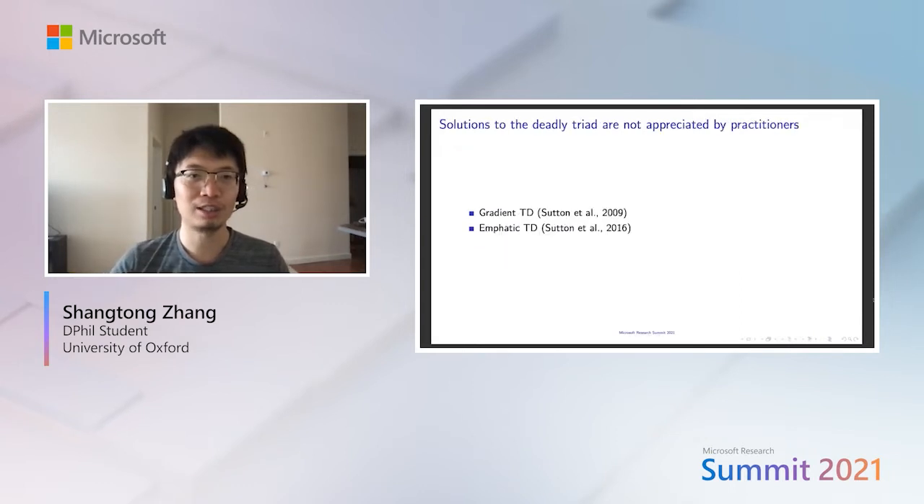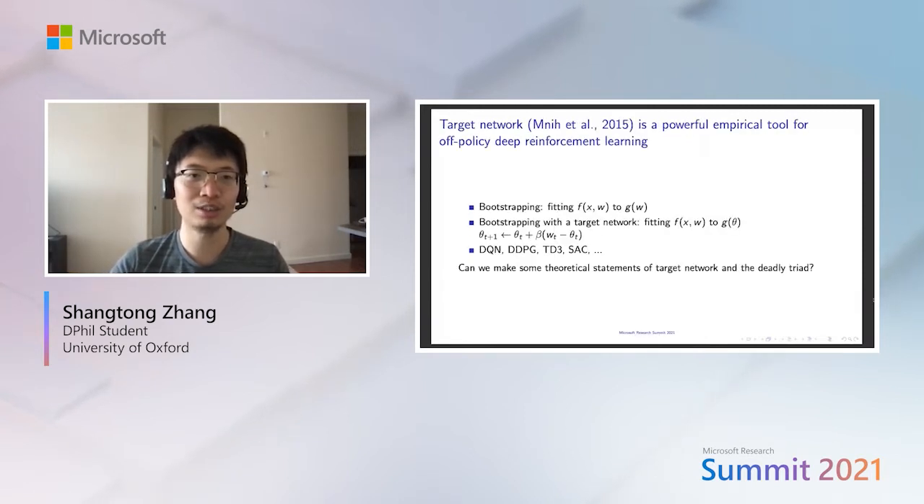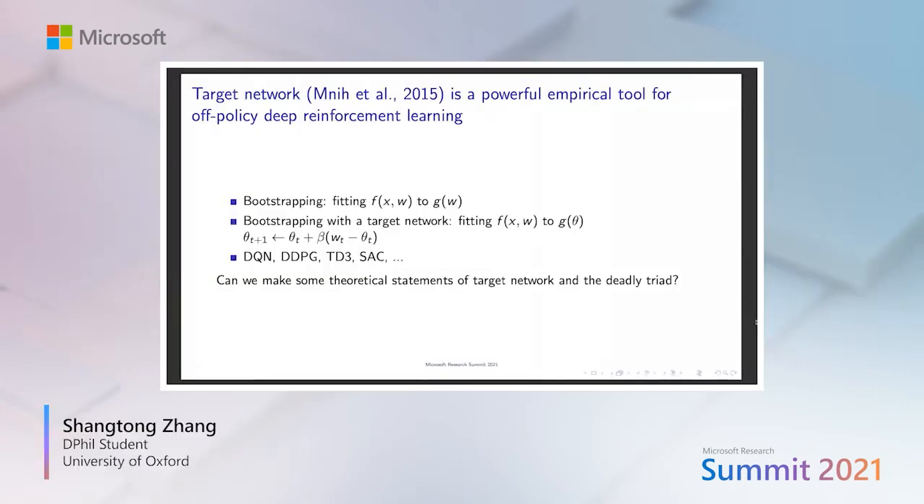There are actually existing solutions for the deadly triad issue. Basically, there are two kinds of algorithms: gradient TD methods and emphatic TD methods. Both are very successful from the theoretical side, but the problem is they are not appreciated by practitioners. In deep reinforcement learning practice, there haven't been very successful applications of gradient TD and emphatic TD. Instead, practitioners use a target network to empirically stabilize off-policy reinforcement learning algorithms.